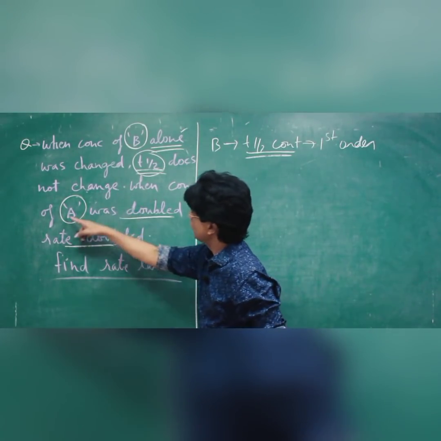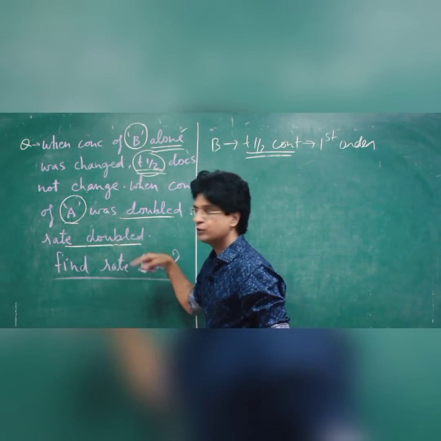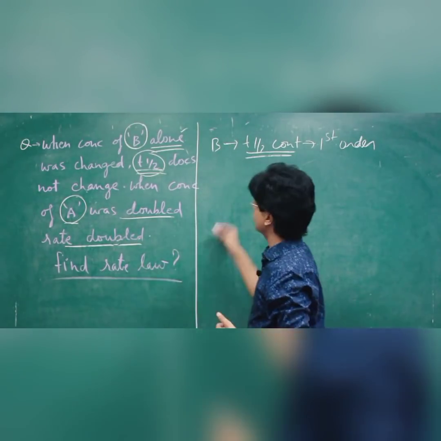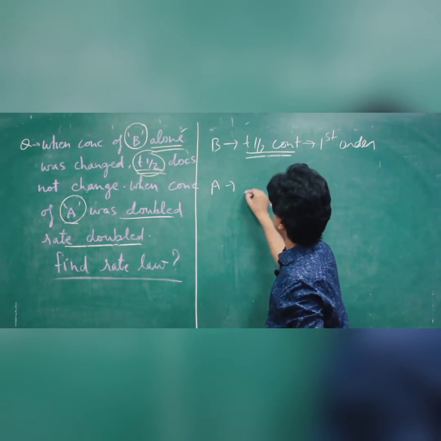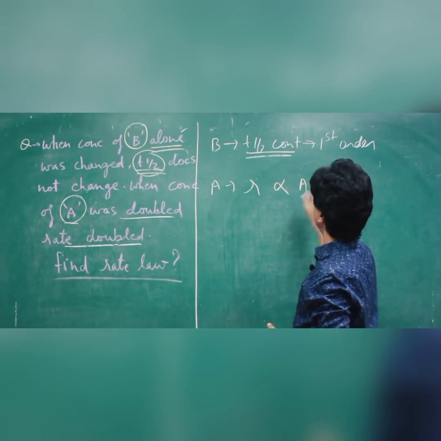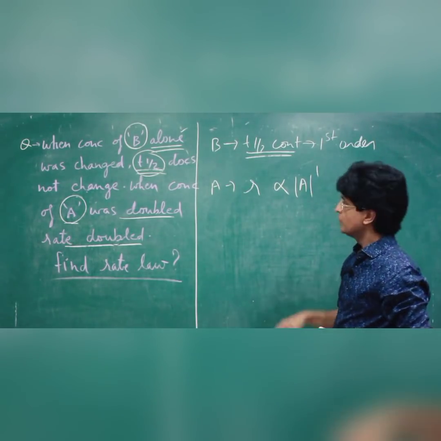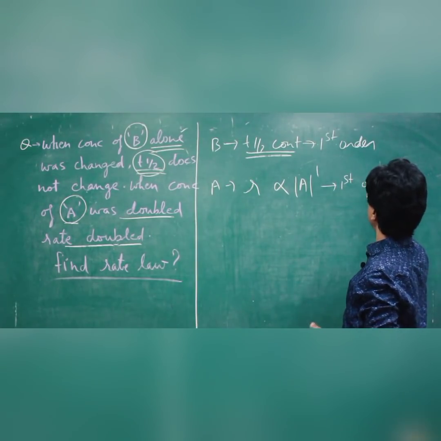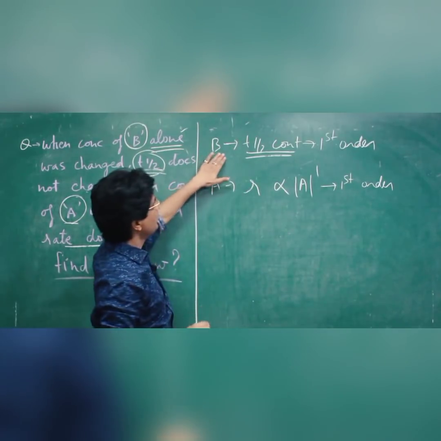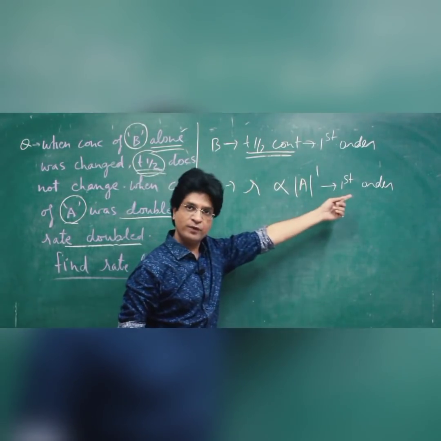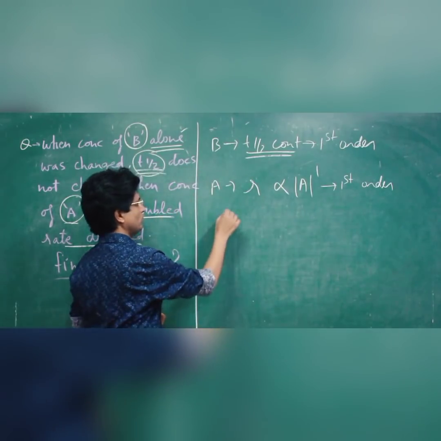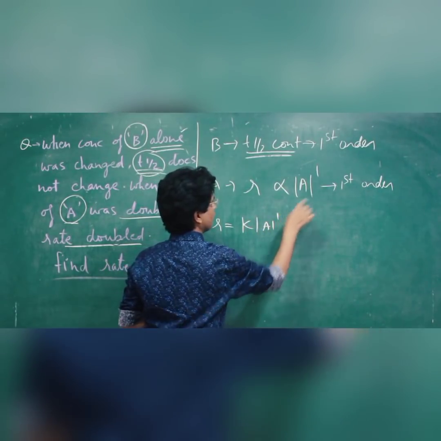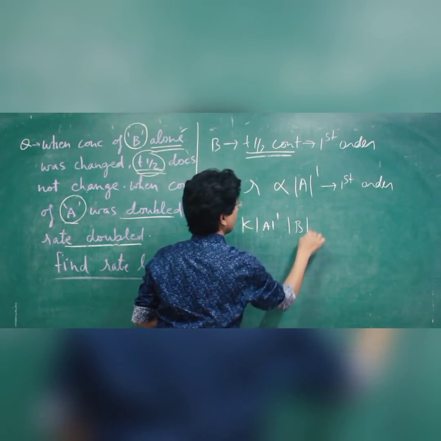Now they say when the concentration of A was doubled, rate also doubled. That means the rate is directly proportional to A. So for A, I can say that rate is directly proportional to A to the power of 1. So here we can say that this is also a first order reaction. So with respect to B, first order, with respect to A, first order. Okay. So I can write down the rate law now. K, A to the power of 1, B to the power of 1.